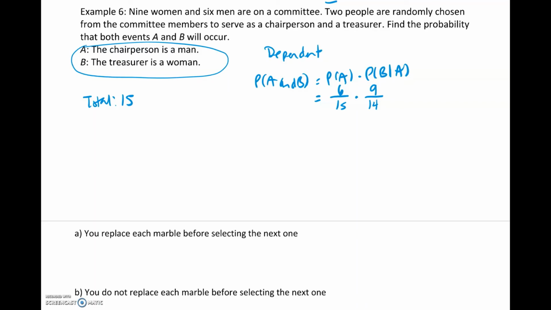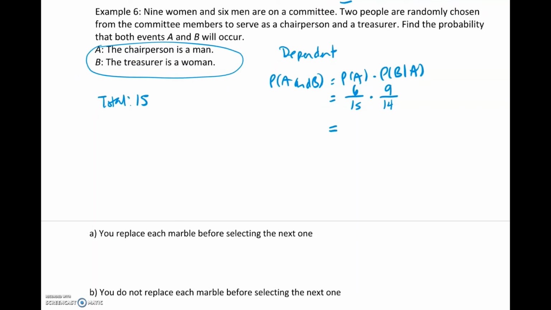So we're basically just adding and subtracting. So again, what's important is you're just saying, did I change the sample space? And once I change the sample space, I'm using the new sample space, right? Out of the 14 people, how many are still women? And then I make my new probability. And then from here, we just, again, multiply our fractions.